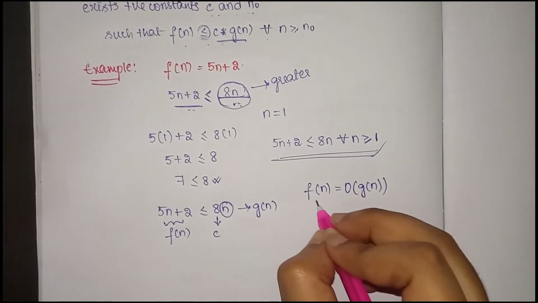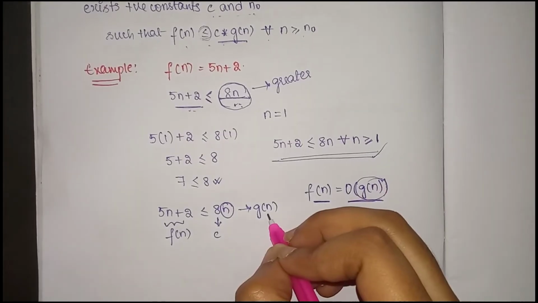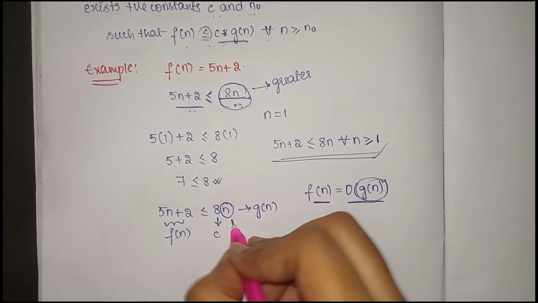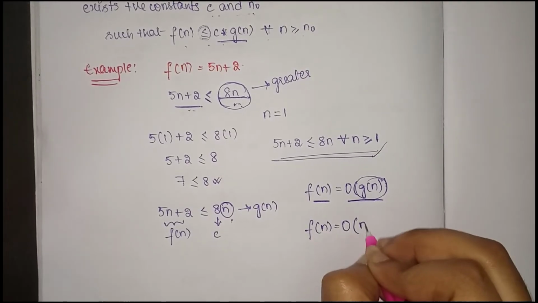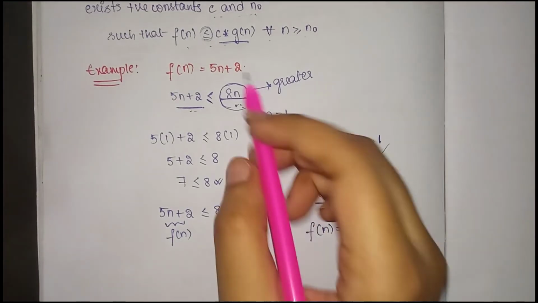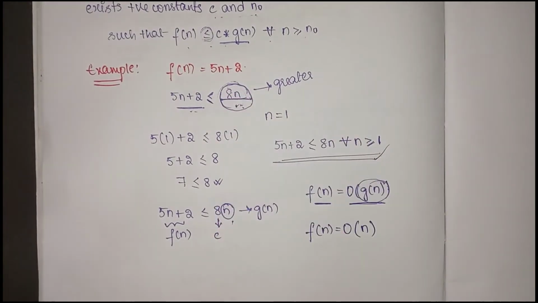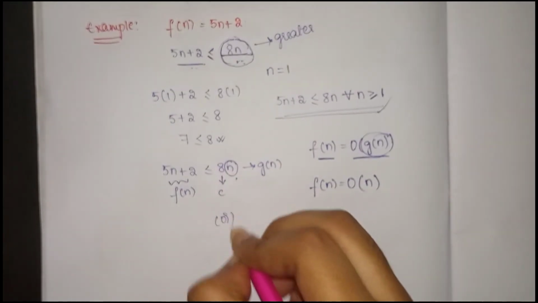So here f of n will be big O of g of n. So in place of g of n, what do we substitute? We substitute n. So I'll get f of n is equal to order of n. For example, suppose you don't know what to write here, then there is a trick to follow. You can write like this also.